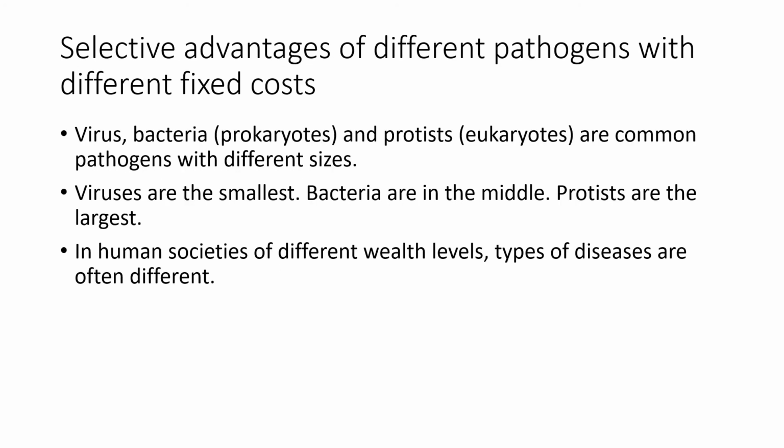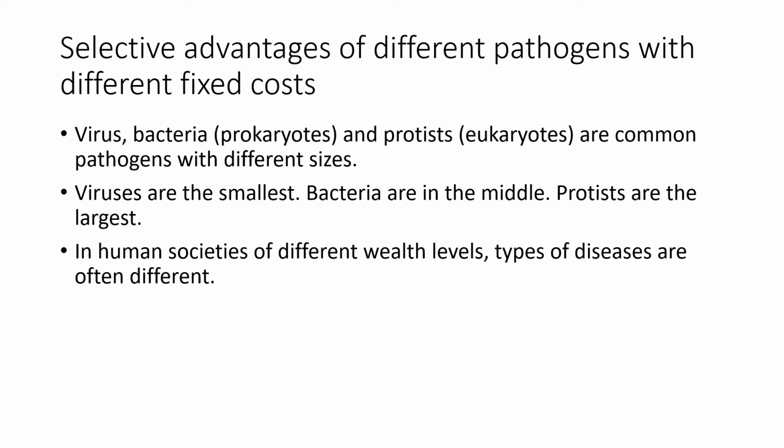Selective advantage of different pathogens with different fixed costs. Viruses, bacteria, and protists are common pathogens with different sizes. Viruses are the smallest, bacteria are in the middle, protists are the largest.